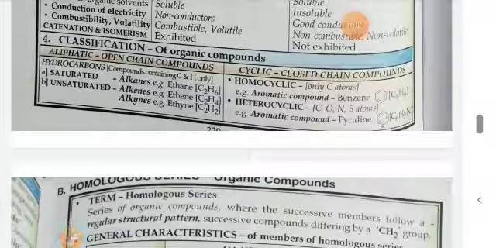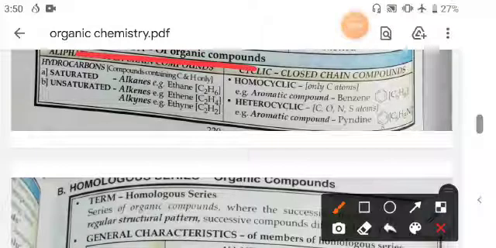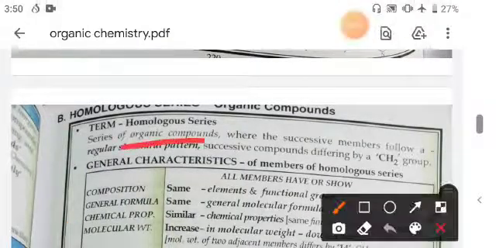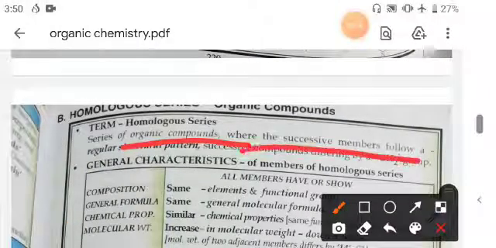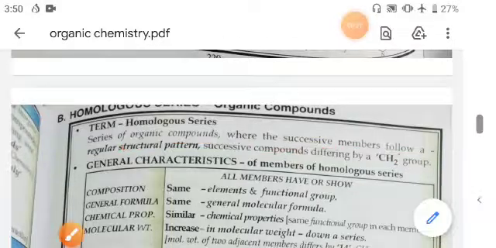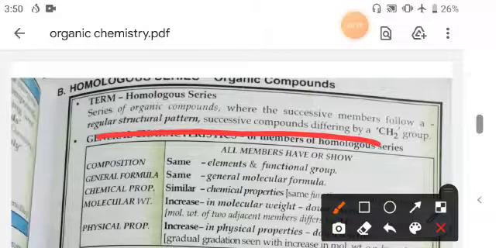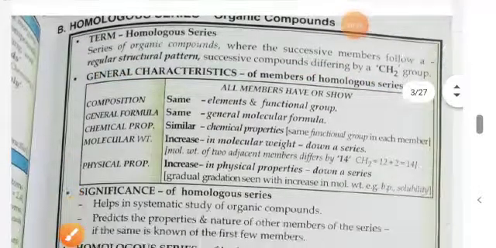Welcome in this session. Students, in our previous session we had discussed the classification of organic compounds, and today we are here to study the homologous series. We know that the series of organic compounds where the successive members follow a regular structural pattern and successive compounds differ by CH2 groups is called the homologous series.